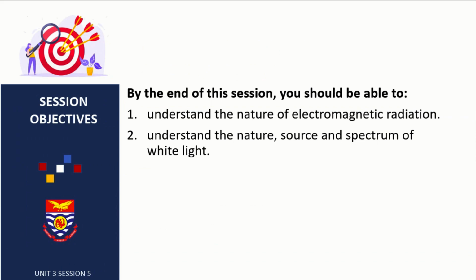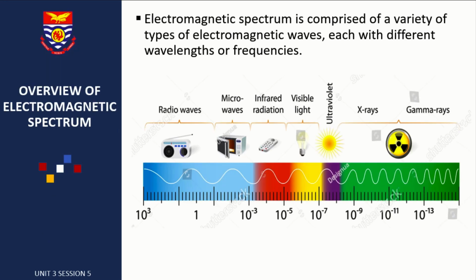The first one is to understand the nature of electromagnetic radiation. Secondly, also understanding the nature, source, and spectrum of white light. What is an electromagnetic spectrum? The electromagnetic spectrum is comprised of a variety of types of electromagnetic waves, each with different wavelength or frequency.